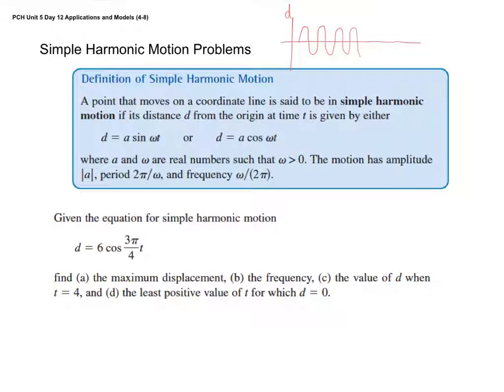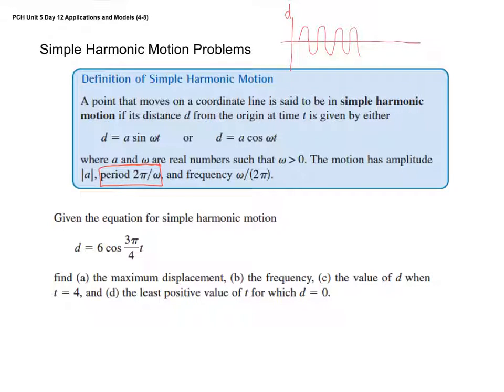Now the only real difference here in the formula is that instead of using a b, we use this symbol omega, and that's just a carryover from physics. But there's a couple of things here that we can see, and one of these, you'll notice since we have omega instead of b, the period is 2 pi divided by omega.